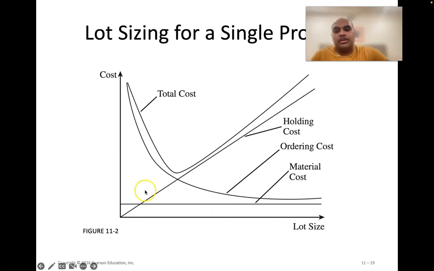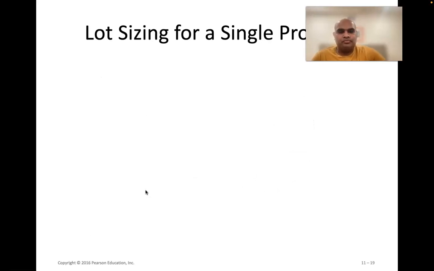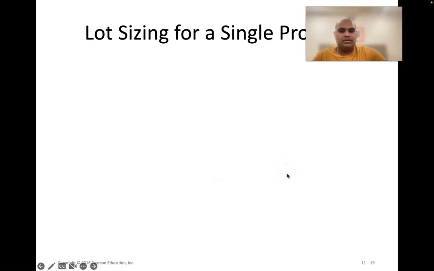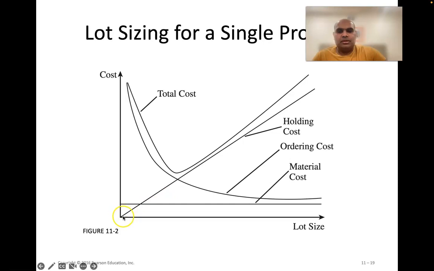Next is the holding cost. So holding cost is H times C times the number of units that you order divided by 2, right? If you go here, it is H times C times Q divided by 2. So it is linear in the number of items that you order. So that's the straight line here. As you order more and more items, you'll be holding more and more inventory. So your inventory holding cost will go up.